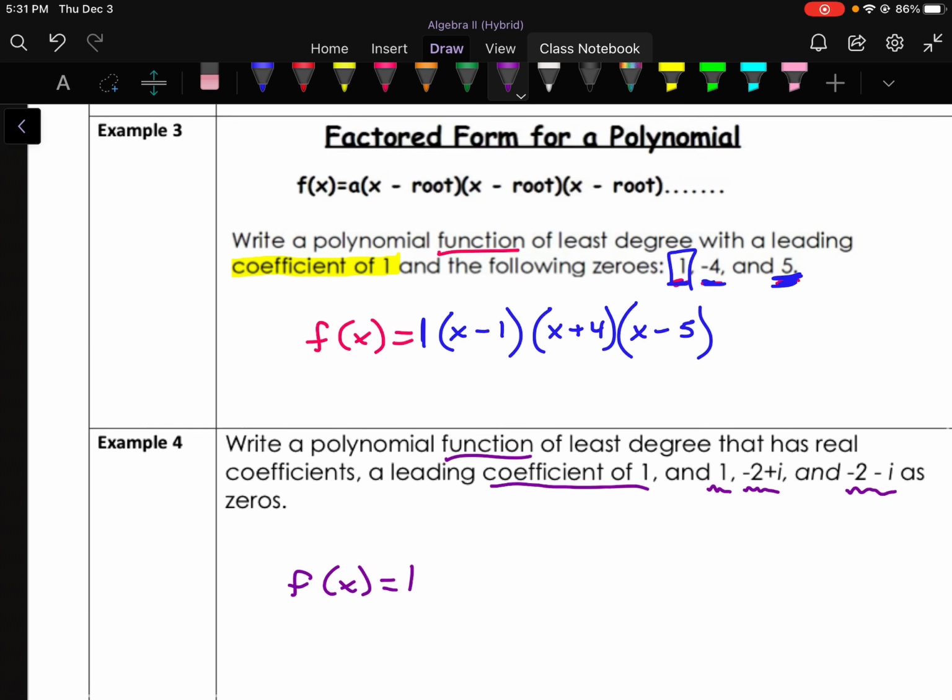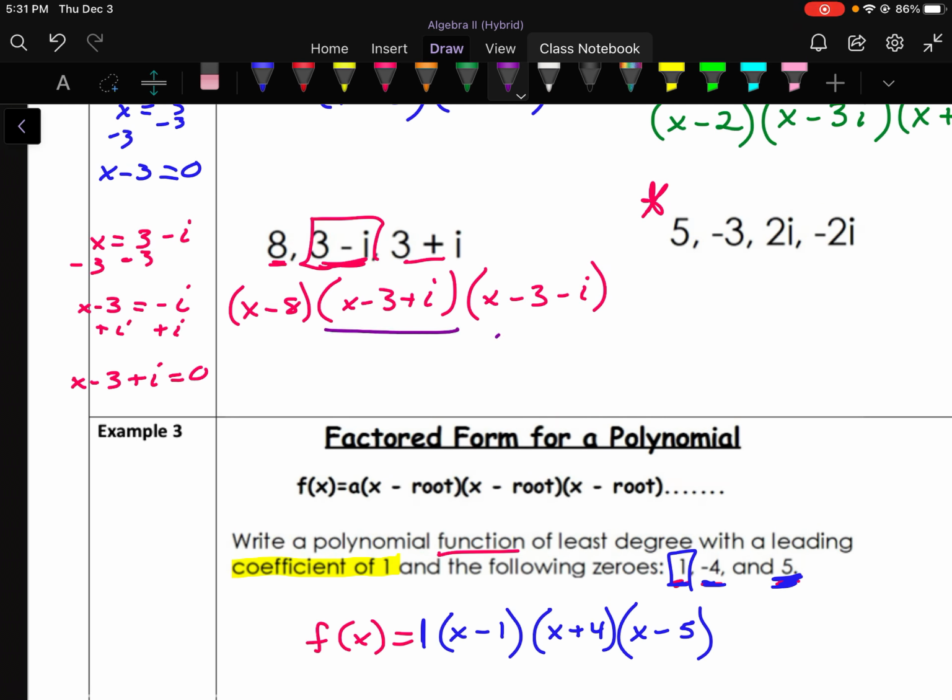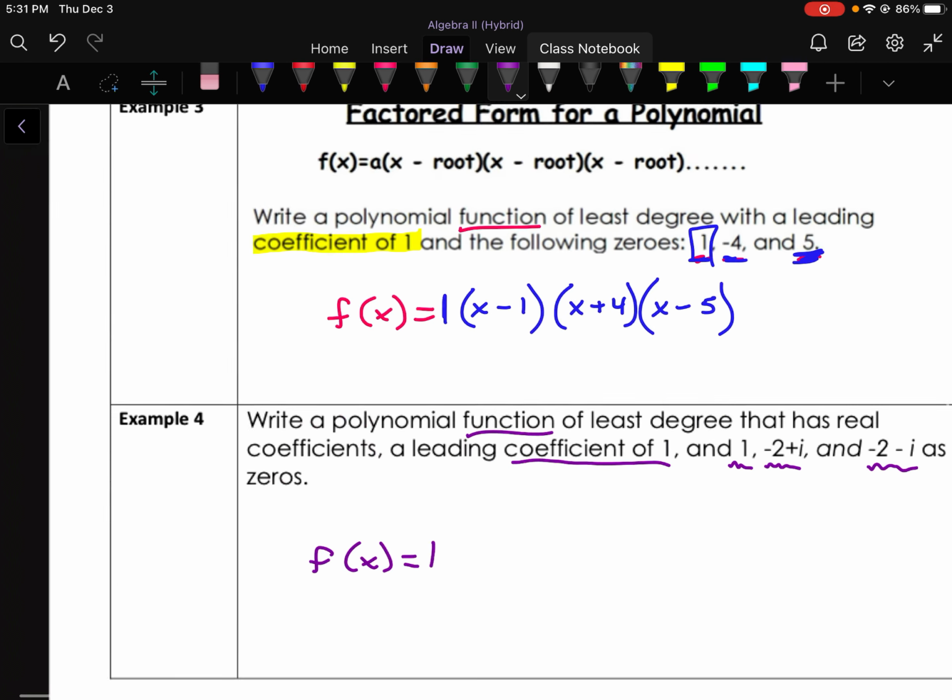So you got to use this same idea that we did here to get those factors. So to get 1, pretty straightforward. Your factor had to be x minus 1. To get negative 2 plus i, you had to start with x plus 2 minus i.